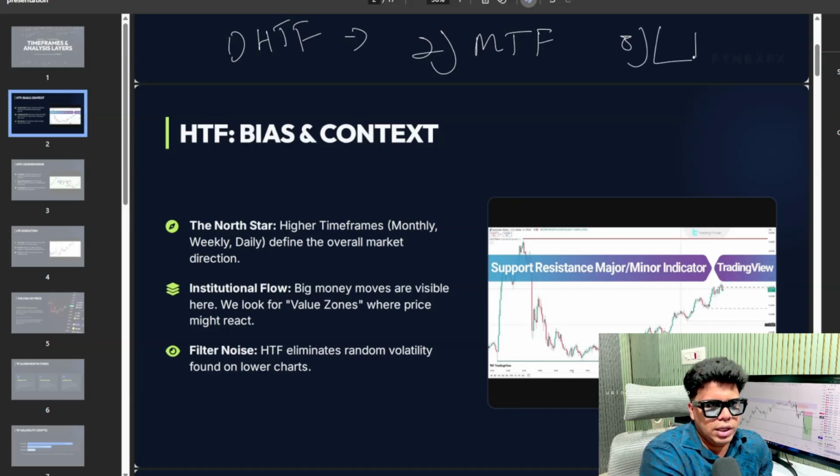And the third one is LTF, lower time frames. So these are the 3 different time frames we can see in the markets. Okay, this is it. These are the 3 different types of time frames. So right now we're going to understand what is higher time frame.